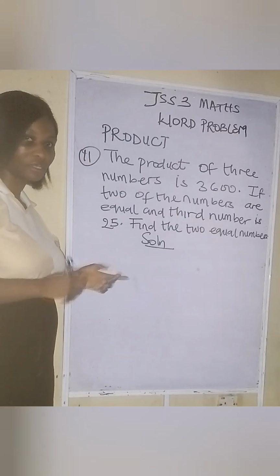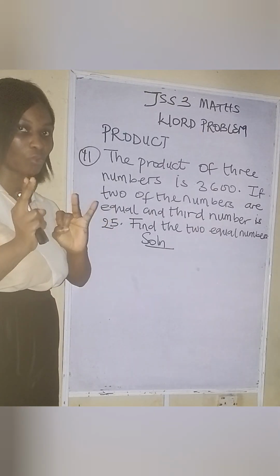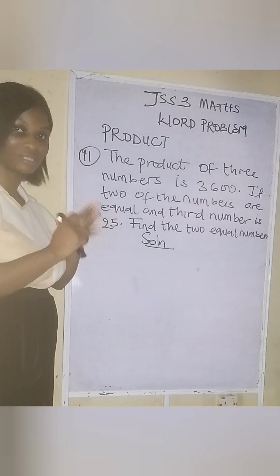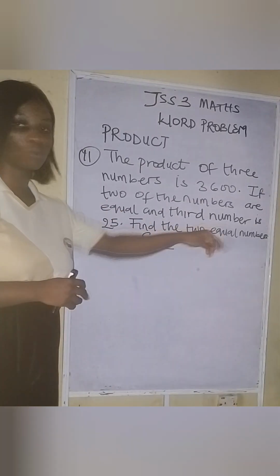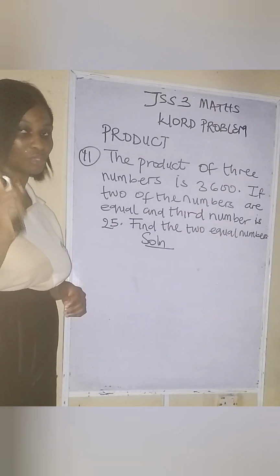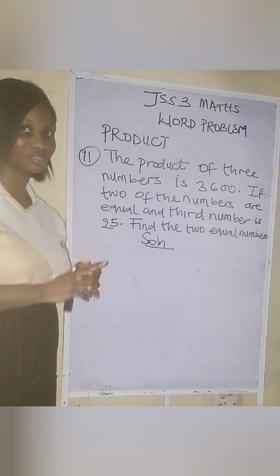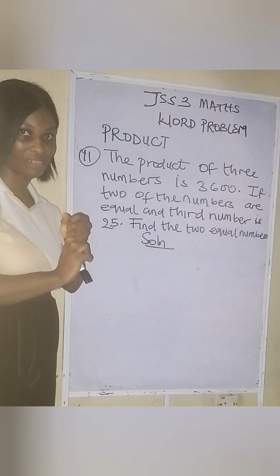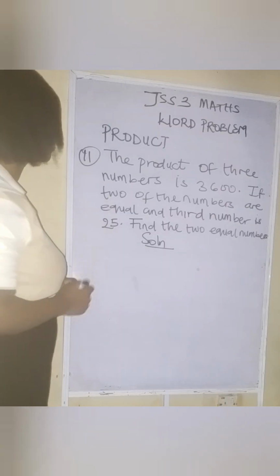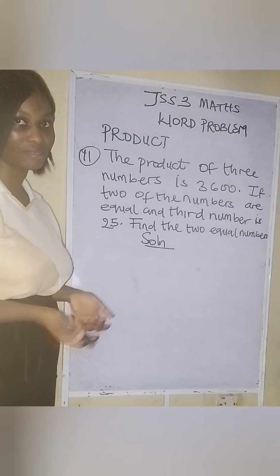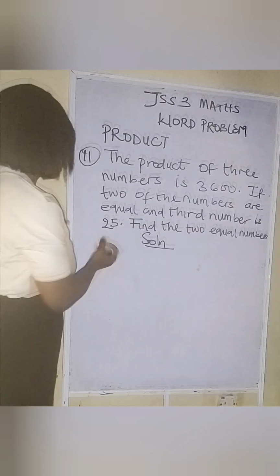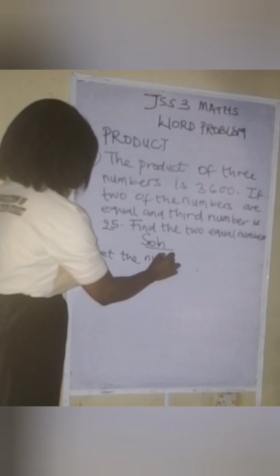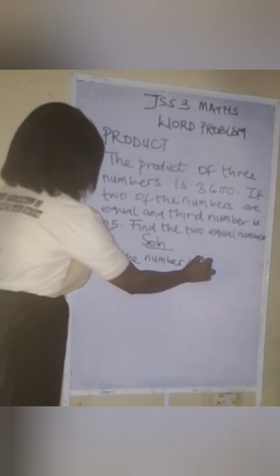The first two numbers are equal. It can be AA or BB, okay? But the third one is 25. Find the two equal numbers. So we have to find the two equal numbers. These two equal numbers are the same, whatever number we get. Alright, they are twins, they are the same. So now, let the number be x. Let's just use x, okay?